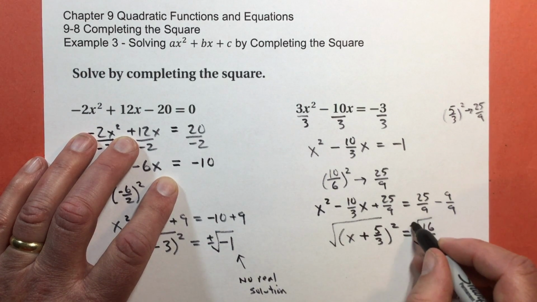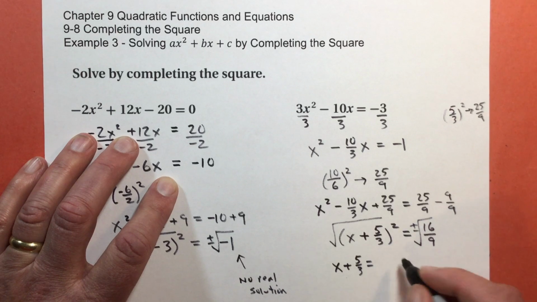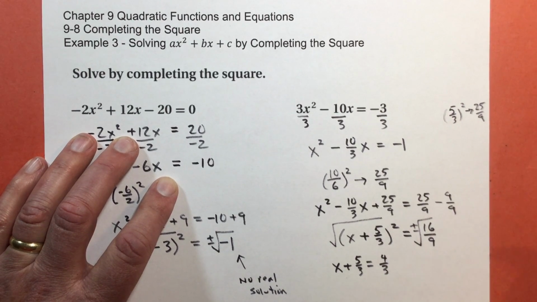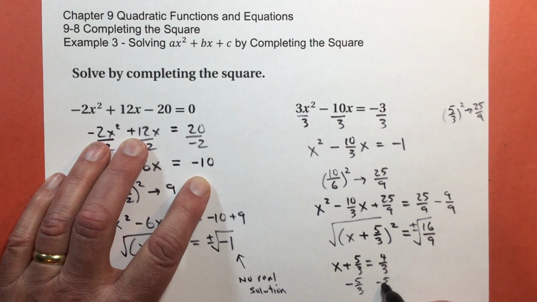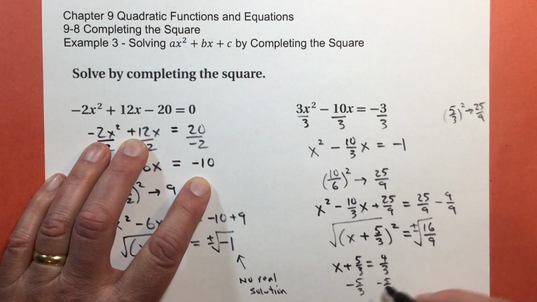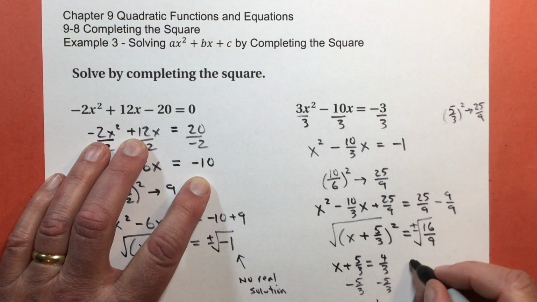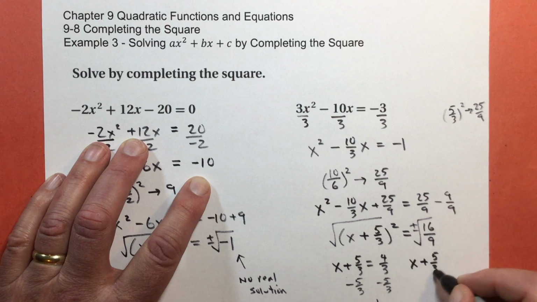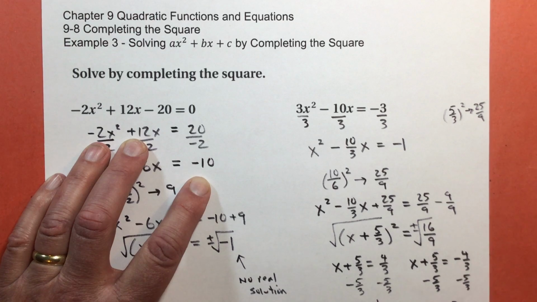Take the square root of both sides. Don't forget you get 2 of them. And I get x plus 5 over 3 equals 4 over 3. And if I subtract 5 over 3 from both sides, I get x equals 4 subtract 5, negative 1/3. The other equation, x plus 5 over 3 equals negative 4/3. And again, if I subtract 5 over 3, I get negative 4 subtract 5, which is negative 9. And negative 9 divided by 3 is negative 3.